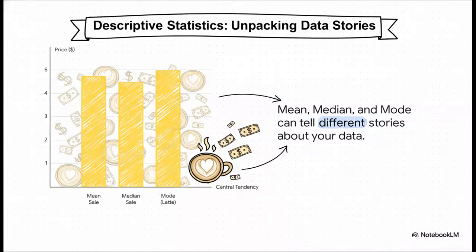Okay, now look at this. This is where it gets really interesting, because these three numbers can tell slightly different stories. Your mean, or average sale, is $4.75, but the median is a little lower, at $4.50. That hints that a few pricier drinks might be pulling the average up. But the mode, your most popular item, is the $5 latte. See? Each number gives you a unique little clue.